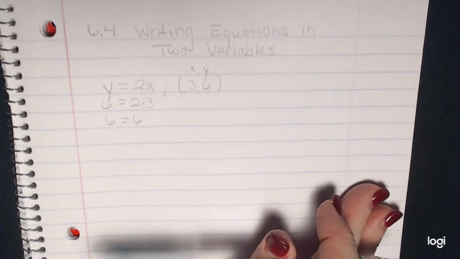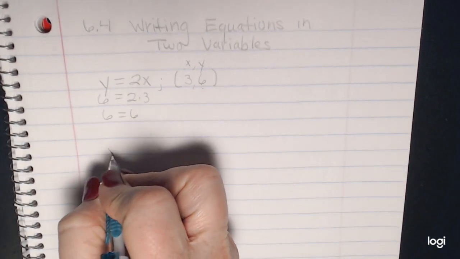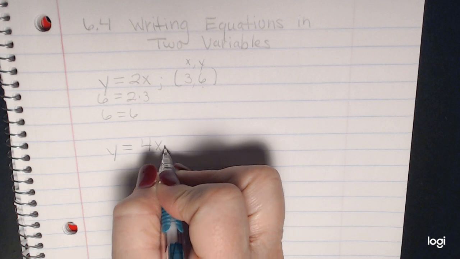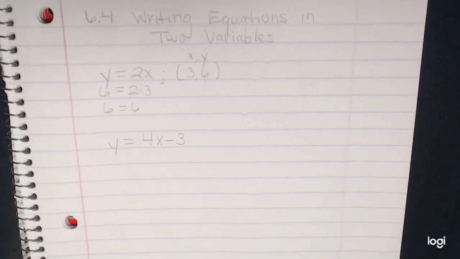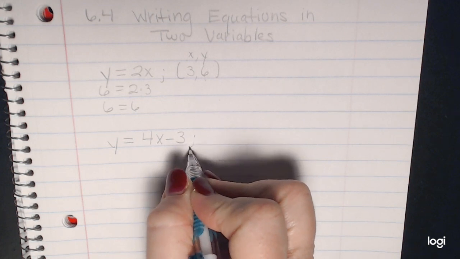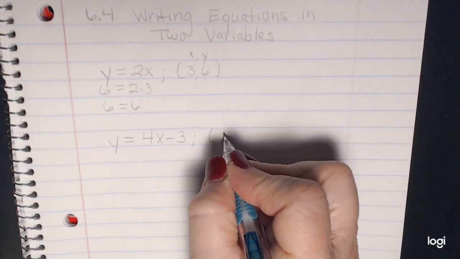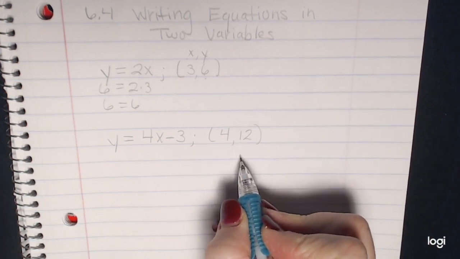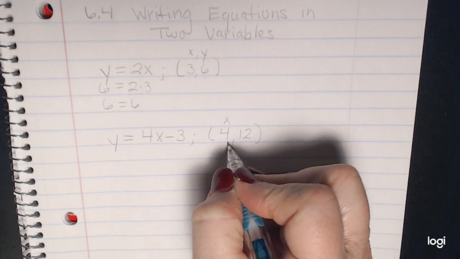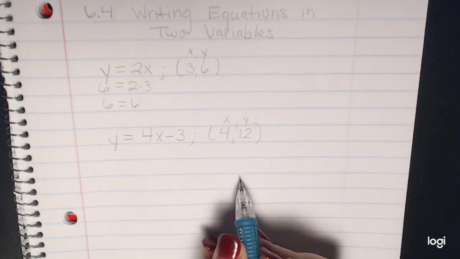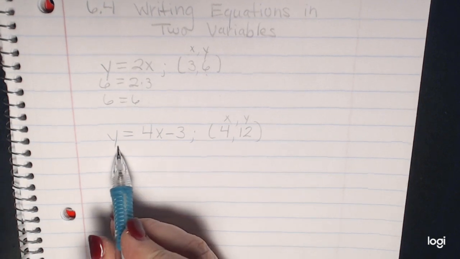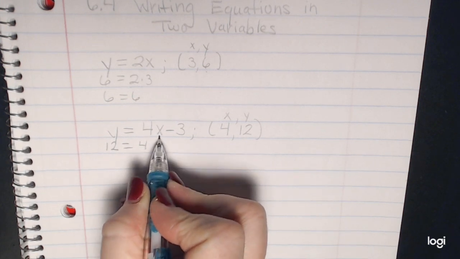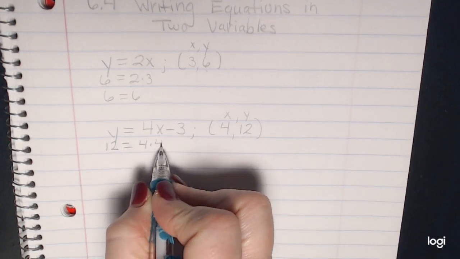All right, let's try another equation. Let's write down this equation. y equals 4 times x minus 3. Now the solution I'm going to give you this time is going to be 4 and 12. That's my ordered pair. Now remember, with an ordered pair, the first number listed is x, and the second number is y. We're going to substitute these in over here. So for y, we're going to put a 12. Copy everything down. For x, we're going to put 4.